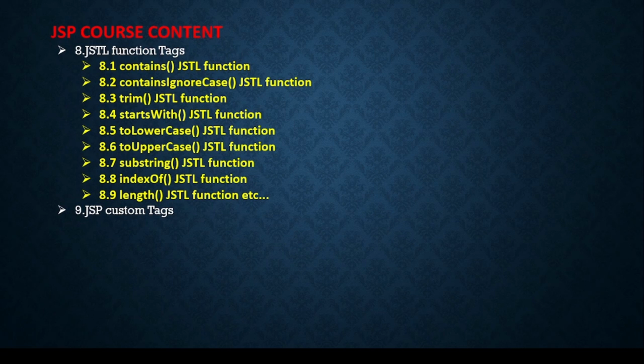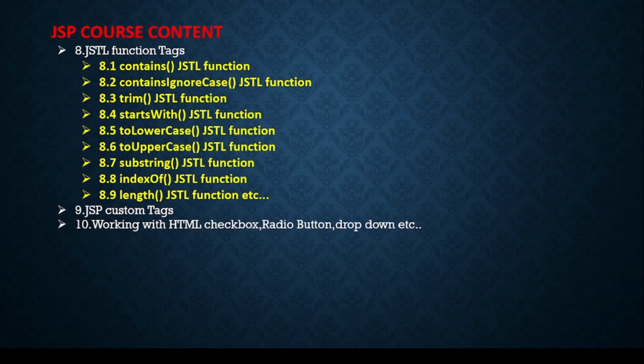Then we'll see JSP custom tags, and how to work with the HTML checkbox, radio button, drop down by using the HTML form. We will see each and every concept like checkbox, radio button, drop down with proper examples. Once that is completed, you will get a pretty good idea about JSP and how to work with JSP technology. Now it's time to work with small mini projects, like user registration using JSP, JDBC, MySQL, Tomcat, using which we will start our development.